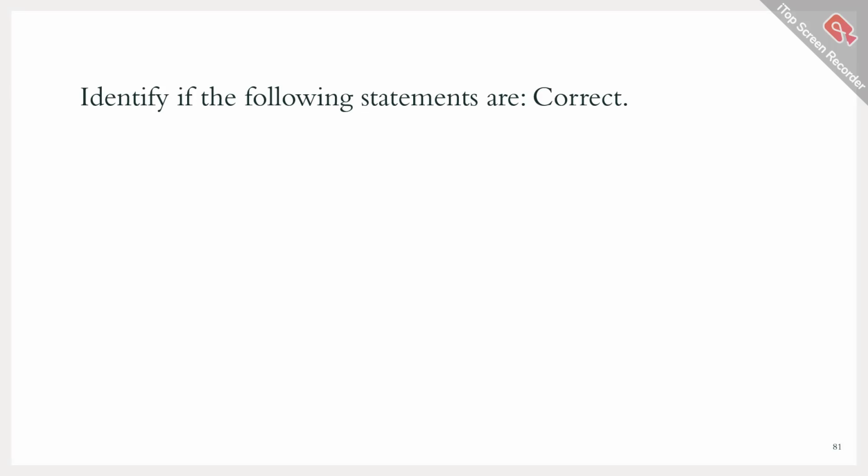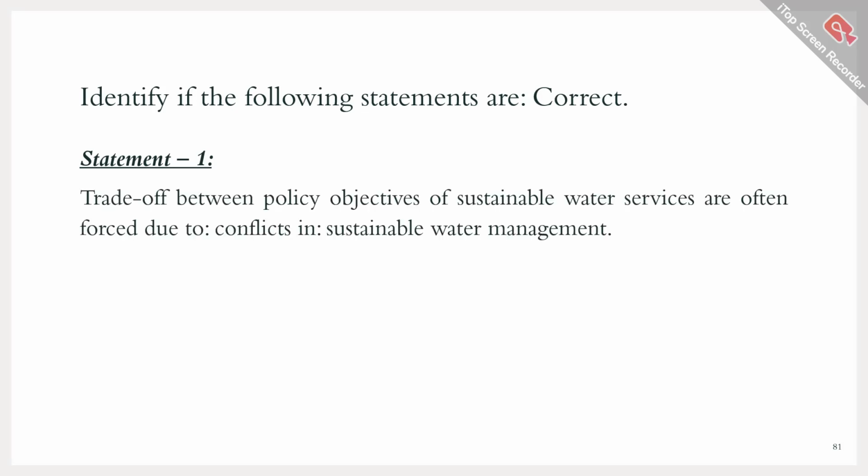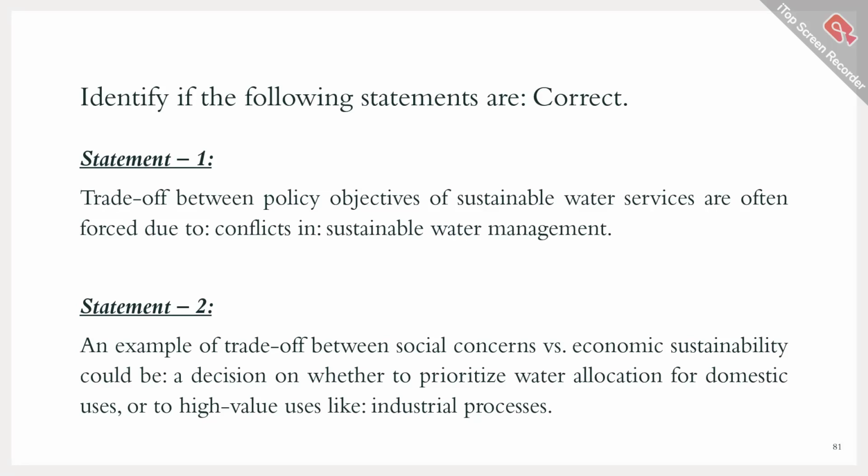So now you have to identify whether the following statements are correct or not. Statement 1: trade-offs between policy objectives of sustainable water services are often forced due to conflicts in sustainable water management. And statement 2: an example of a trade-off between social concerns versus economic sustainability could be a decision on whether to prioritize water allocation for domestic uses or to high value uses like industrial processes.